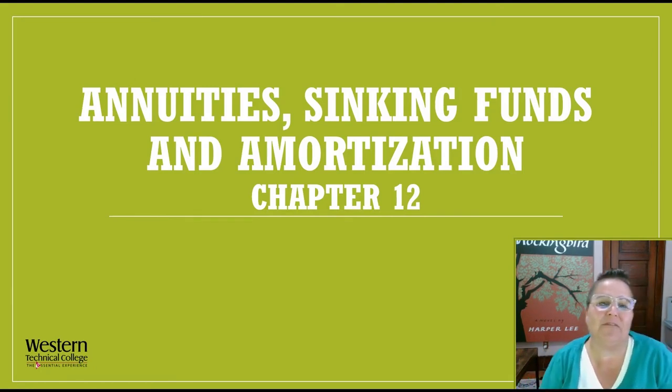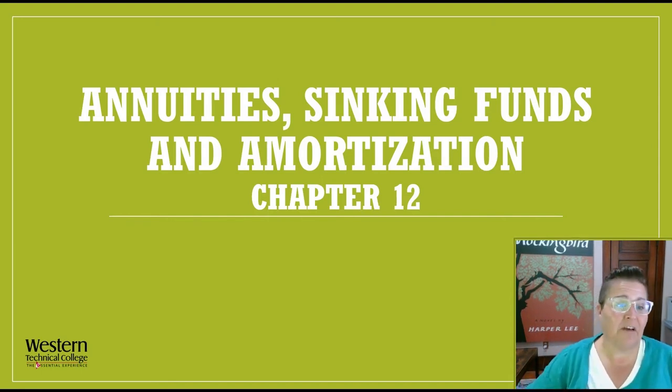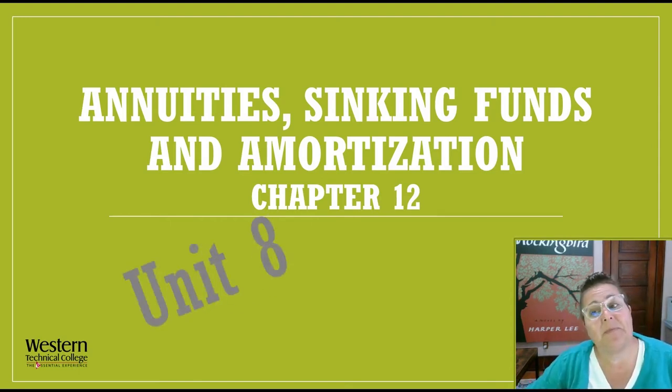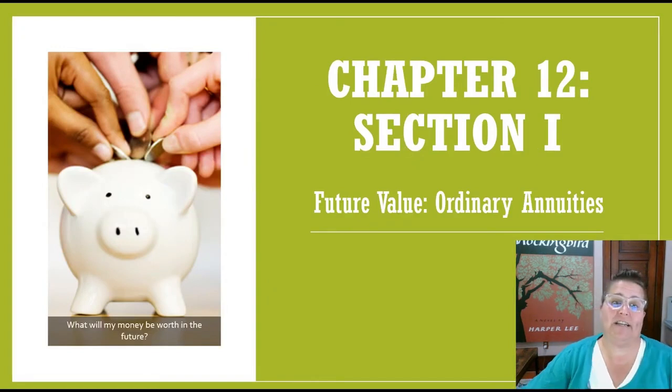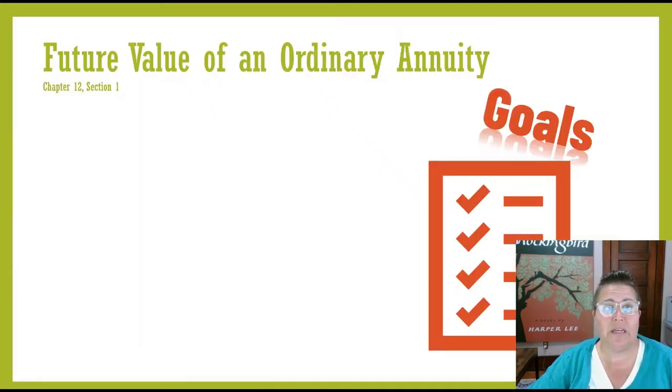It is chapter 12 in your textbook. We're going to be doing annuities, sinking funds, and problems with amortizations. This is unit 8, and our first section is the future value of an ordinary annuity.